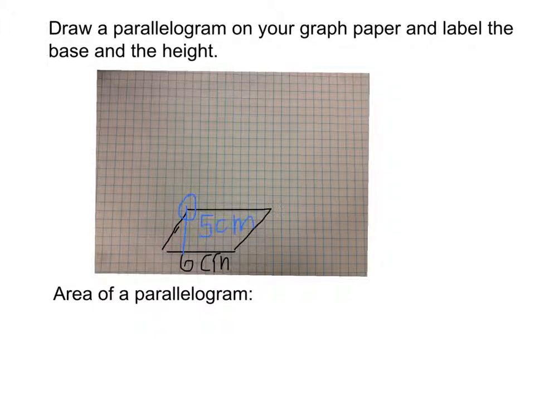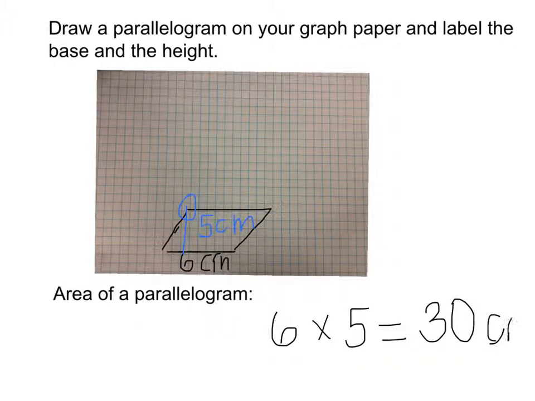Okay, and what do we know about the area of a parallelogram? How do we find the area of a parallelogram? Erica? You multiply the base, which is 6 centimeters, times the height, which is 5 centimeters, and so the area of our parallelogram is? 30 centimeters squared. 30 square centimeters. Good. Very good. Make sure you write this down.